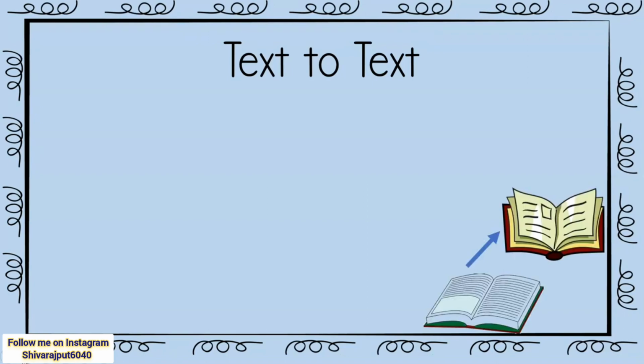The second kind of connection is a text-to-text connection. Text-to-text connection happens when you read a text and it makes you think about another text that you've read before. It might be a poem, it might have been a story, anything like that. You might say something like, it reminds me of the book. Here's an example.